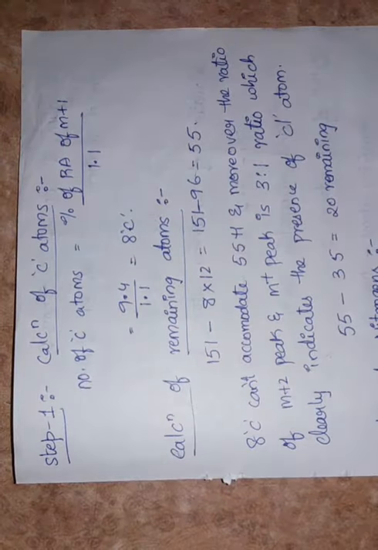So again, repeat. Step 1, which is nothing but the calculation of carbon atoms, which is the percentage of relative abundance of M plus 1 peak divided by 1.1. So 9.4 divided by 1.1, the answer is 8. So there are 8 carbons.